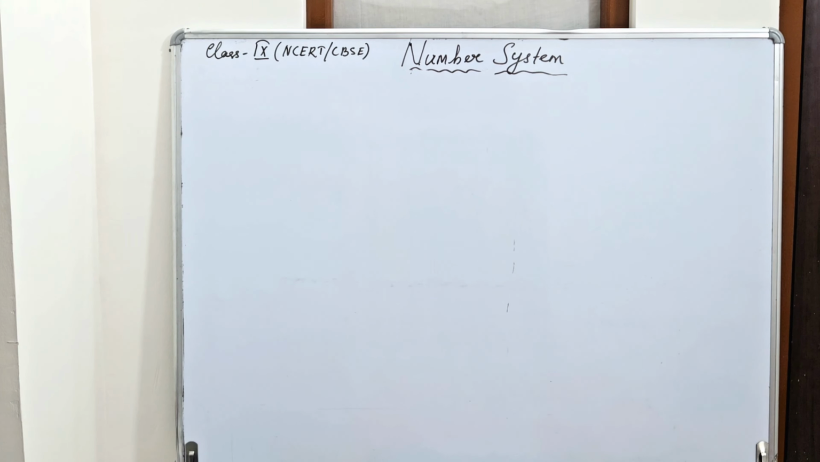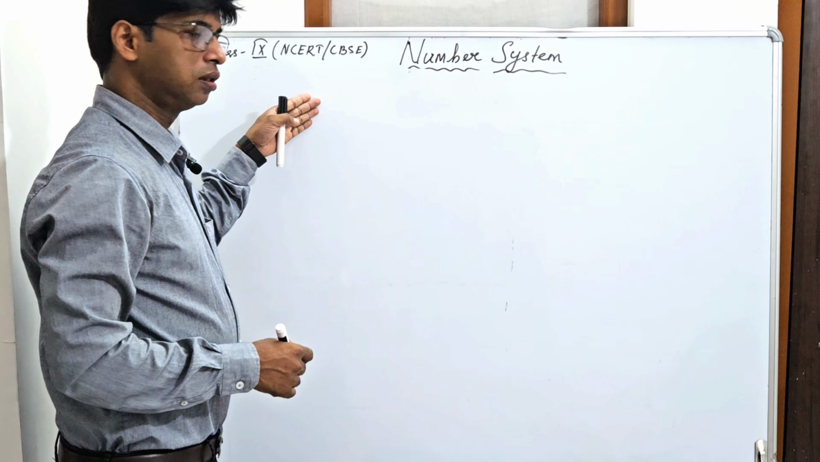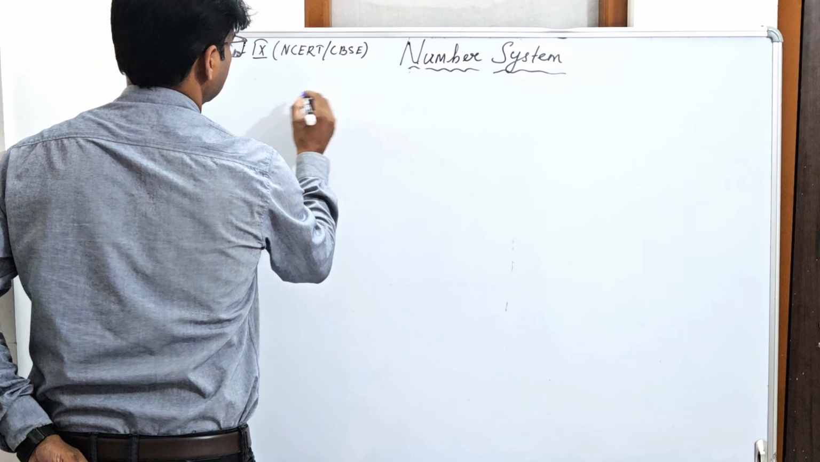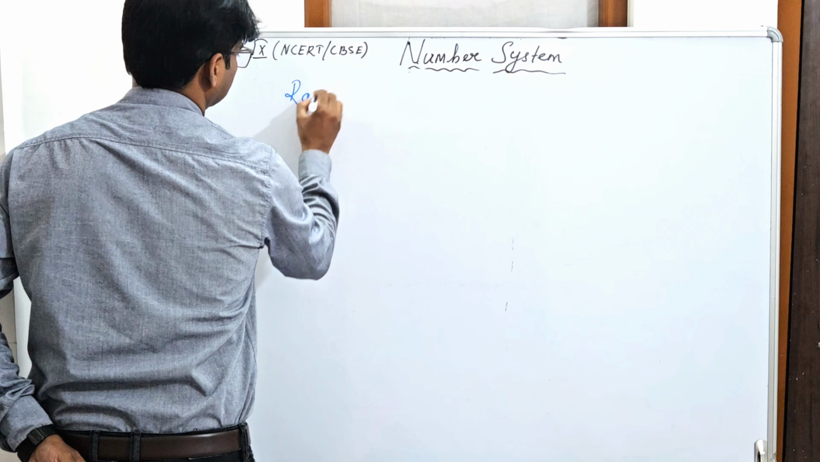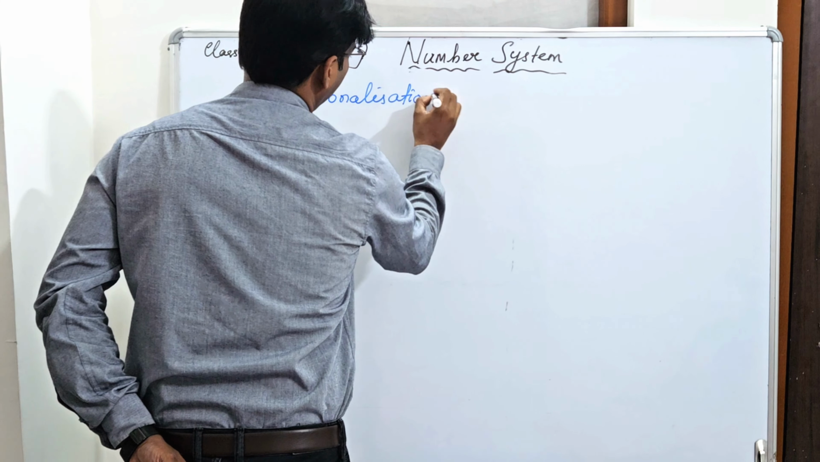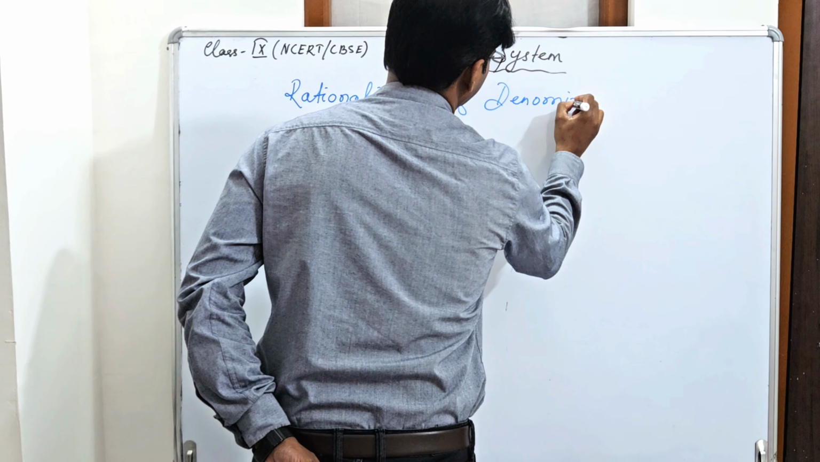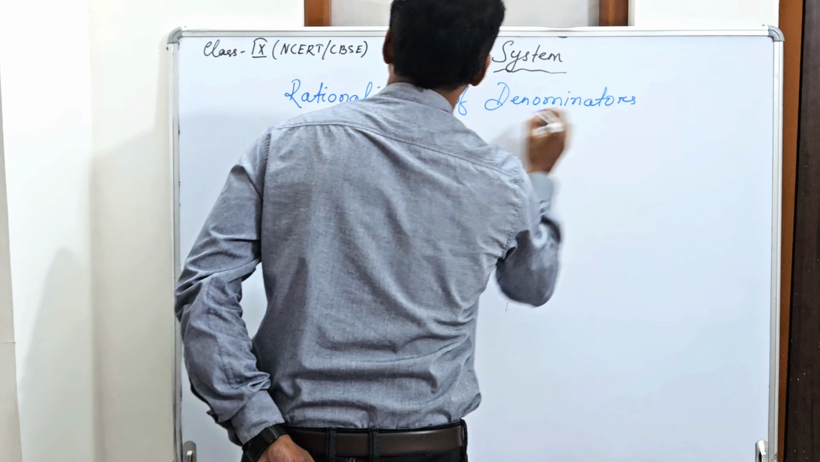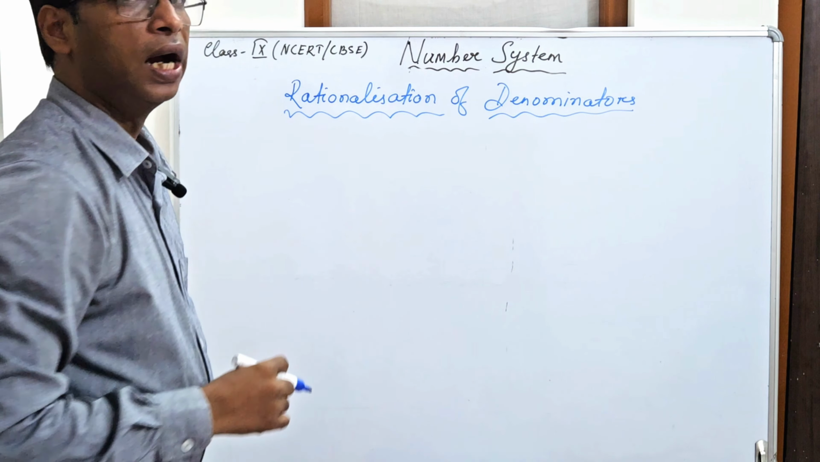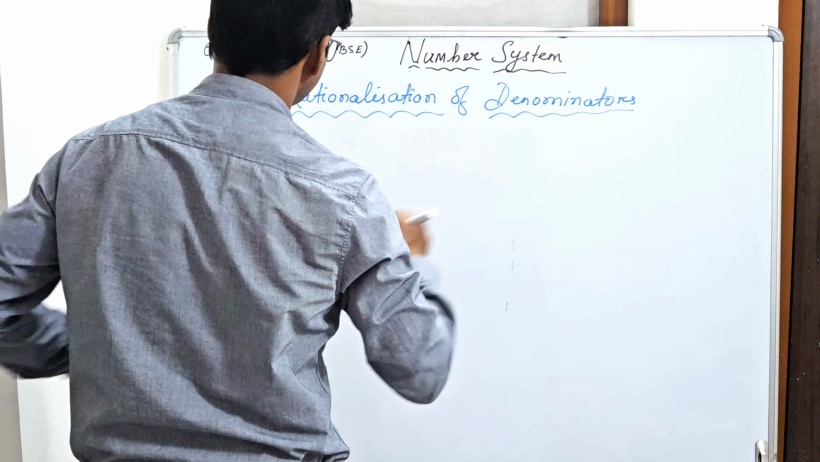Okay. So now in this chapter, Number System, whatever I have discussed just now, rational and irrational numbers, only one other topic I will be discussing, that is the rationalization of denominators. It is a separate topic, which is a very important topic. And here you will be learning some identities related to your irrational numbers. Okay, so let us discuss.